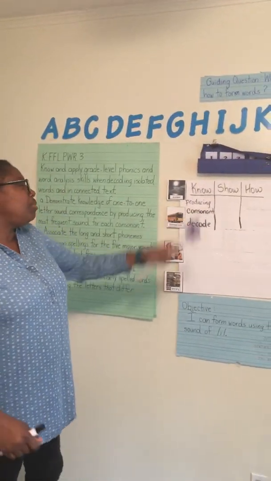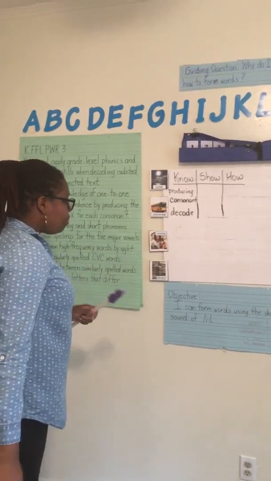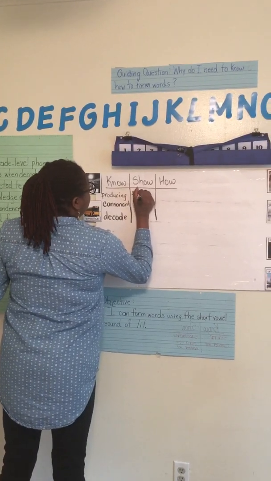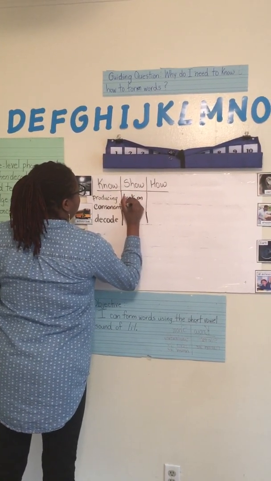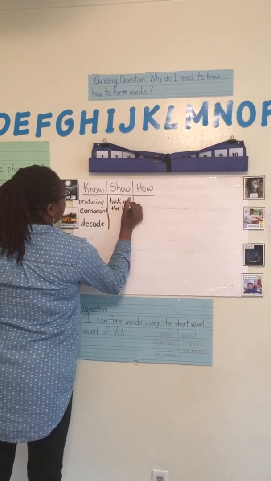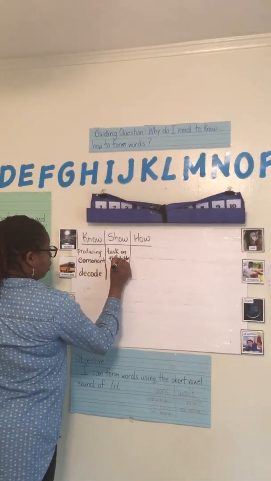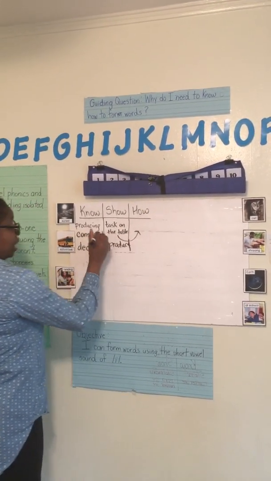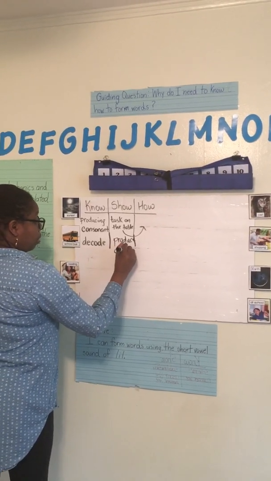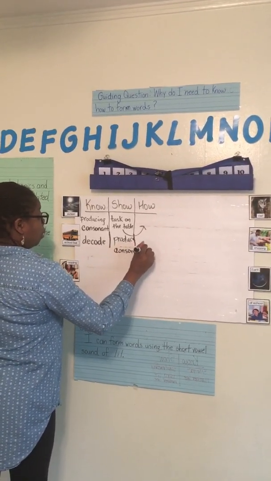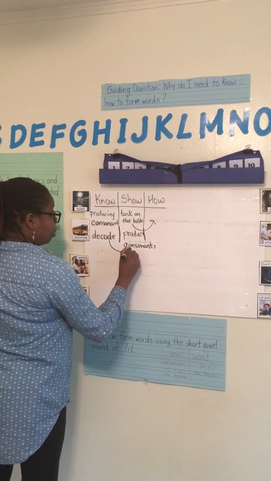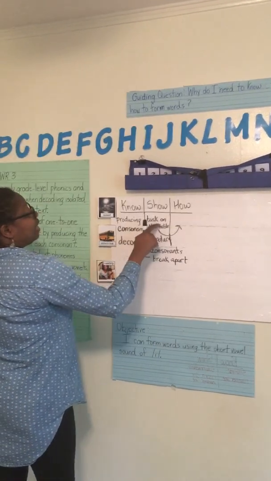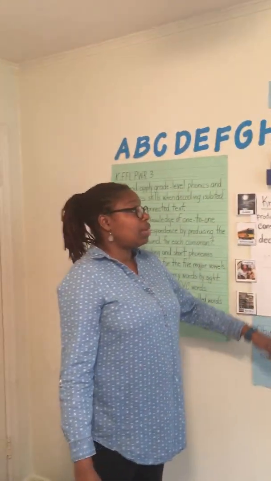How are you going to show me what you know? You're going to show me what you know by the task on the table. You're going to produce sounds. I'm going to put that over there. You're going to produce sounds. You're going to name consonants. And you're actually going to decode words. You're going to break words apart. And how will I know you've done it? By looking at what you have finished, your task on the table, your product.